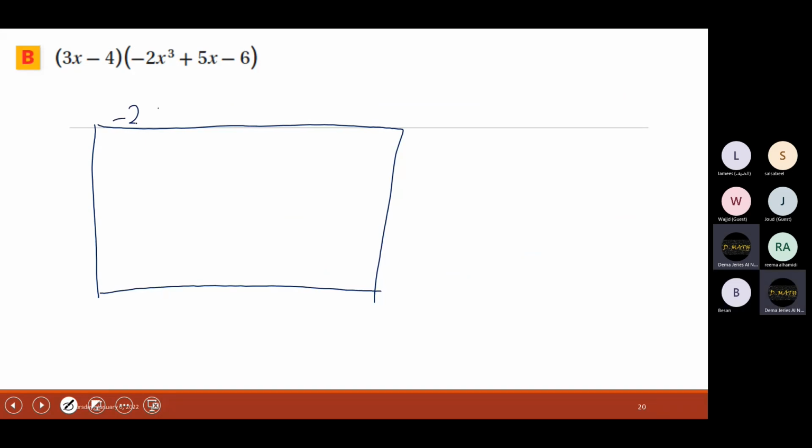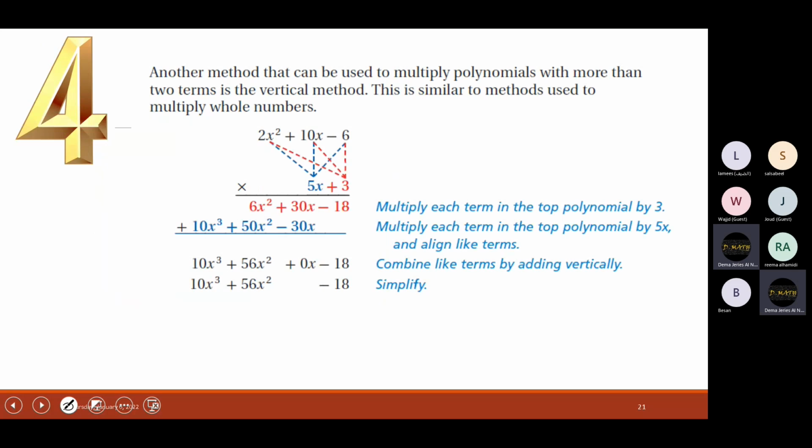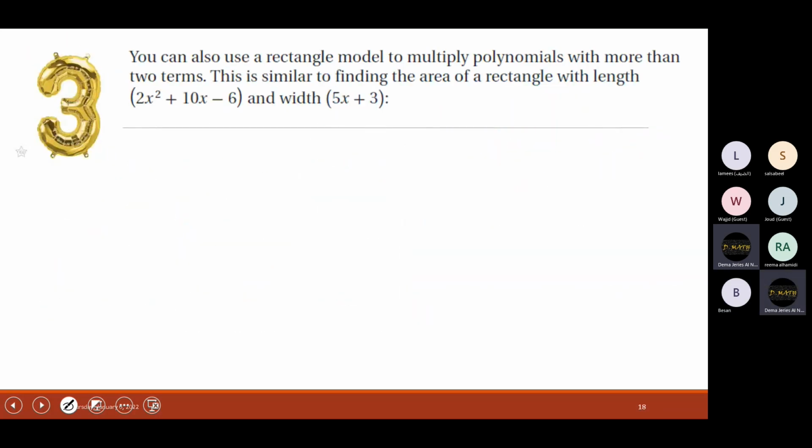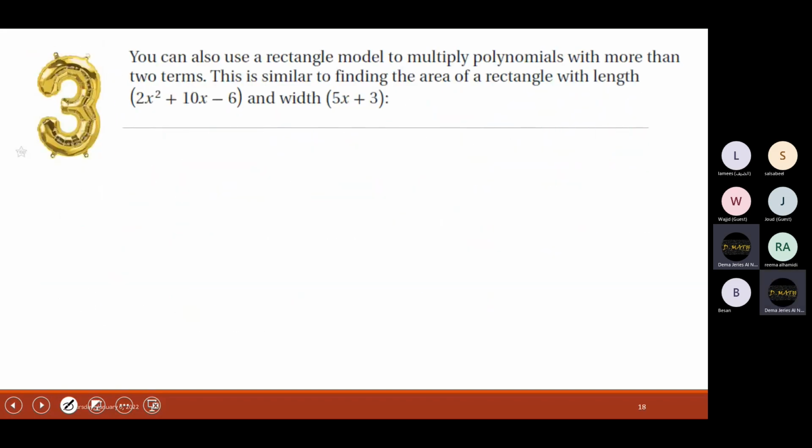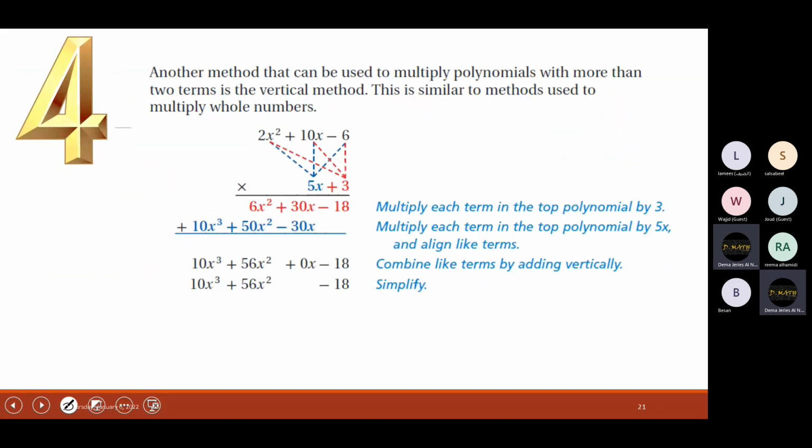Teacher, here can we use other methods than the rectangle? Yes. You can use any of them, but FOIL here does not work, because with FOIL you multiply a binomial with a binomial. If you want to use this method, it can work too. If you have two binomials, two terms, you can use the distributive property or the FOIL method. If you have a polynomial or trinomial, with more than two terms, it's better to use the rectangle method or the vertical method.